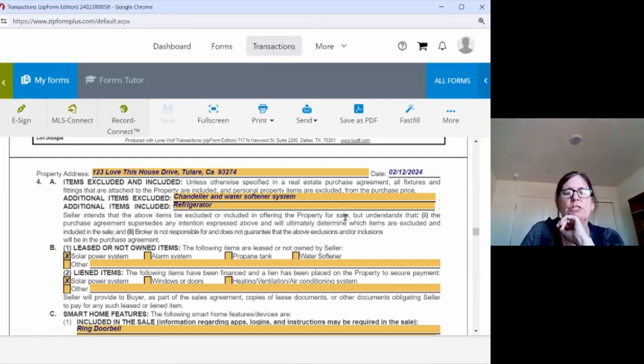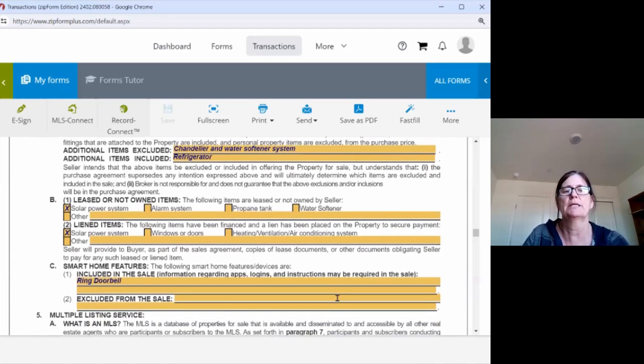The other thing that we want to mark is, do they have any leased or not owned items or any liened items? So like the solar power system, do they own it or are they leasing it? Windows, doors, alarm, like whatever. So we want to ask those questions and make sure that we've got them here, because if they don't own it, either the buyer's got to take the responsibility of it when they purchase the house, or the seller's got to pay it off in escrow. And so we need to know those things.